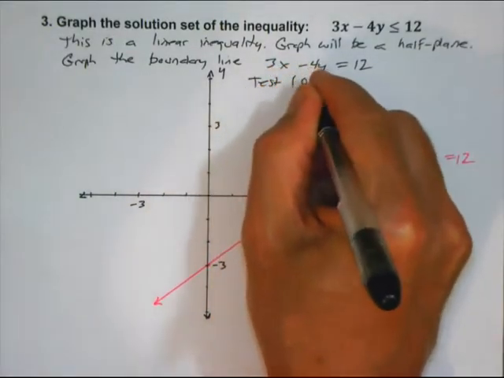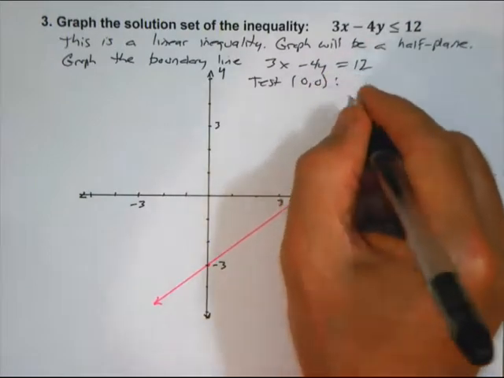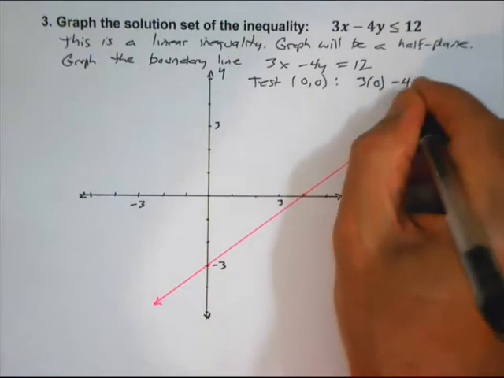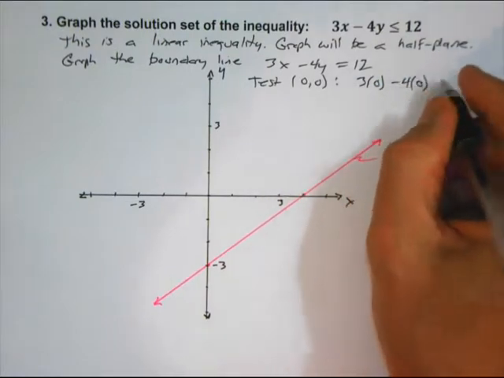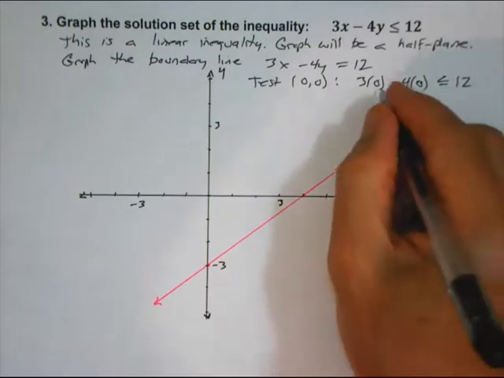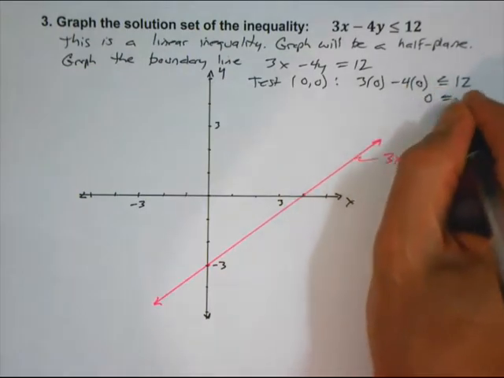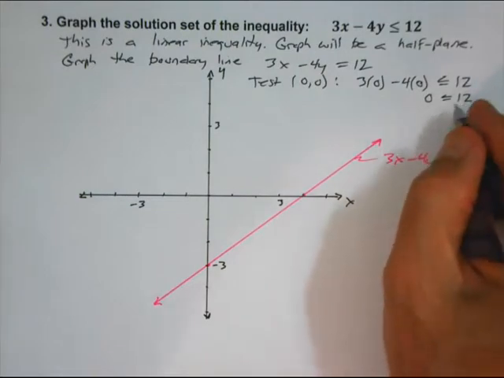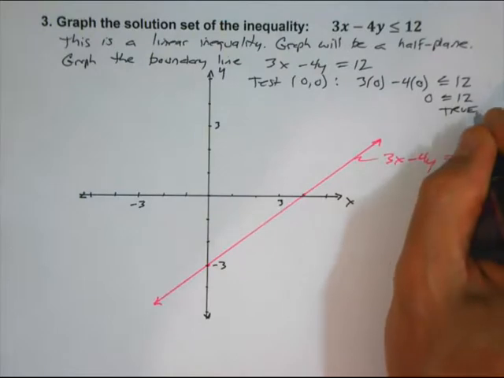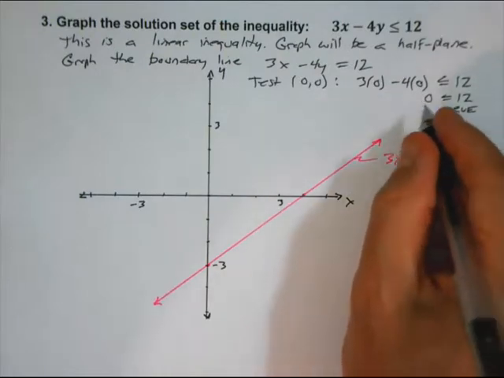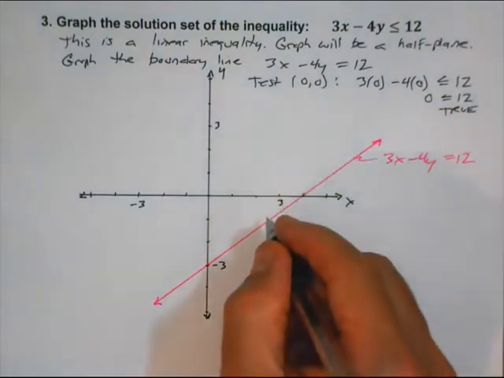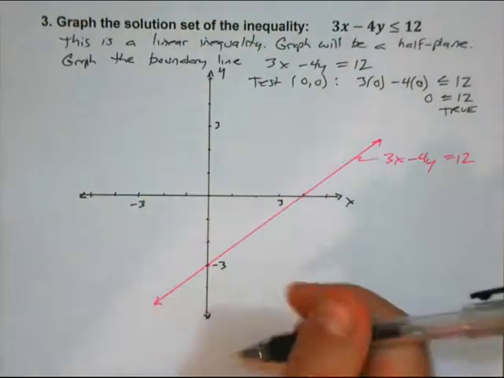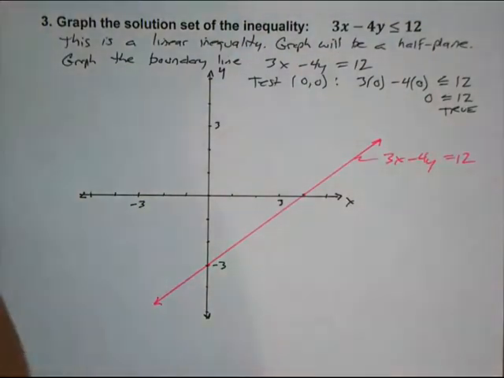Test 0, 0. Alright, putting it into the inequality. 3 times 0 minus 4 times 0 less than or equal to 12. This is 0 on this side, less than or equal to 12. What do we think about this? 0 less than or equal to 12 is true. Okay, so 0, 0 is a solution, meaning this entire side of the line, the half plane up here, is the solution set. Okay, so that's how we shade.